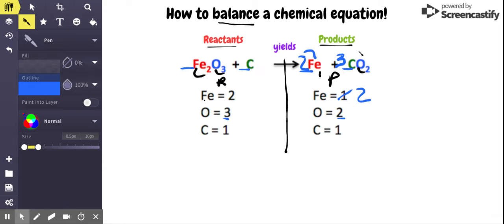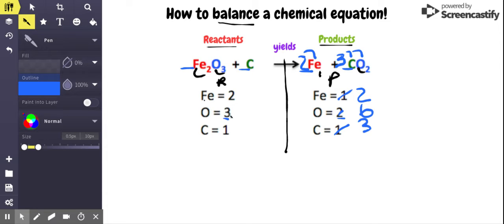So if I put a 3 here, try and do this as cleanly as possible. Not bad. This 3 then gets distributed to both. So my carbon now becomes 3, right? Because 3 times 1 is 3. 3 times 2 is 6. So now my oxygen becomes 6. Now, we've messed a bunch of stuff up here, but that's okay. All right, that's perfectly fine.